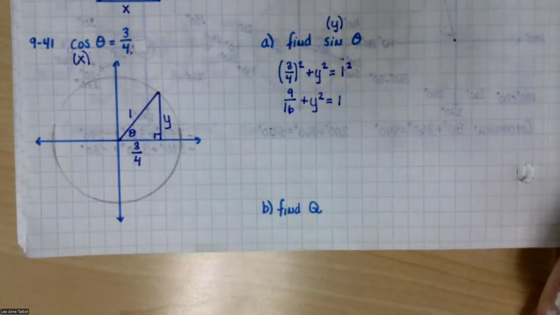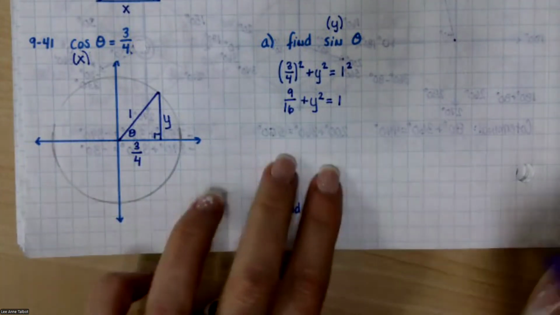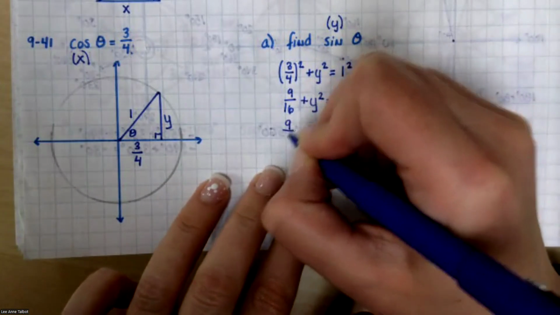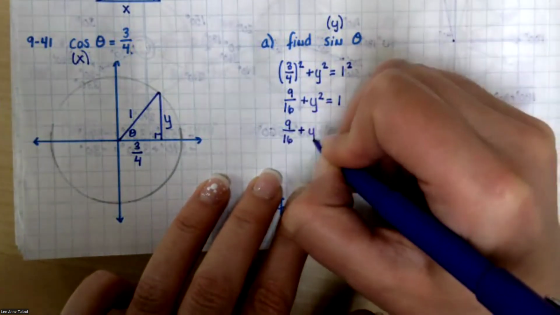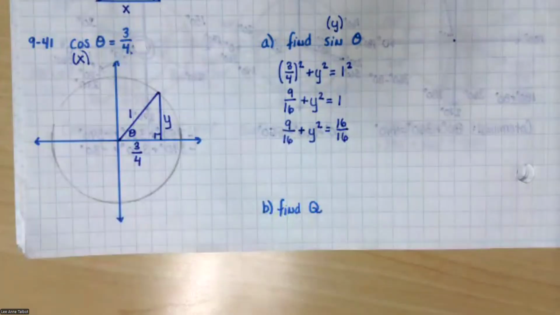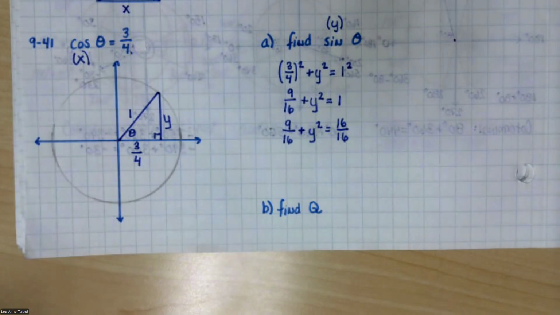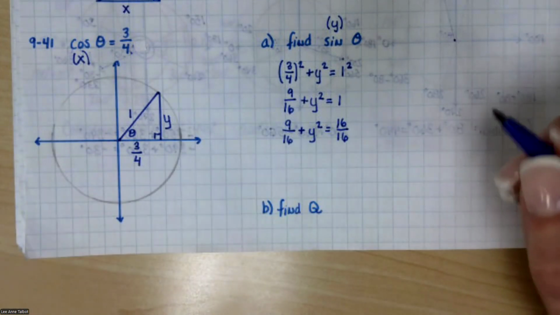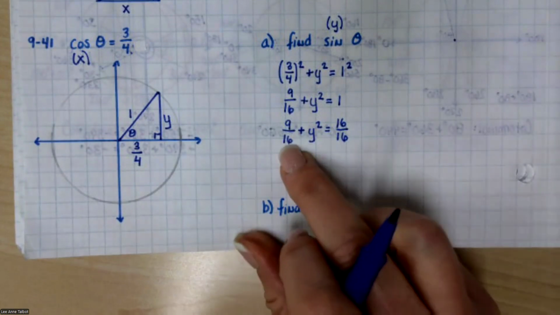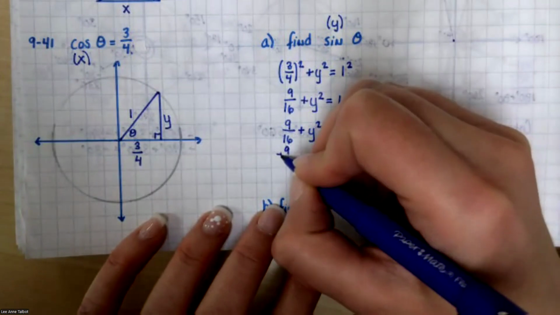Okay, you know how I have suggestions for most success? The next step I would do if I were you would be to take the 1 and immediately change it to 16/16. And it doesn't matter what 1 is, you can change it to anything over itself, just whatever the denominator is over here. Okay, now minus 9/16 from both sides.